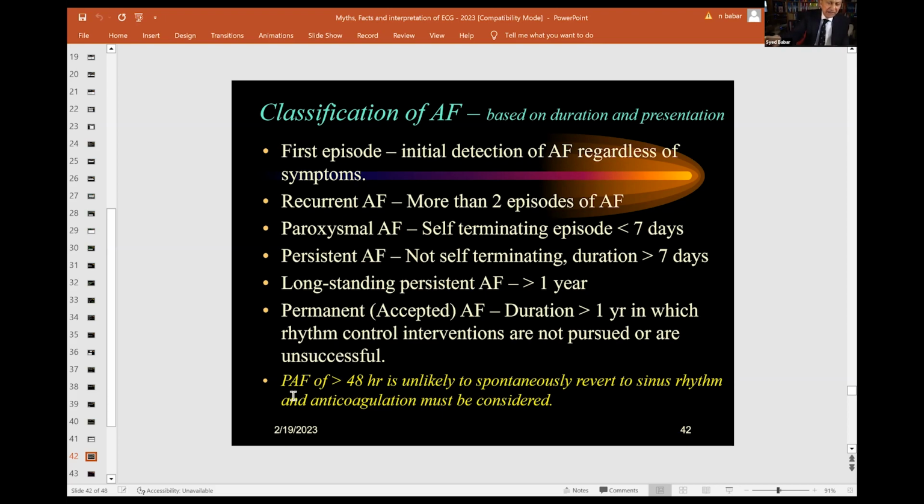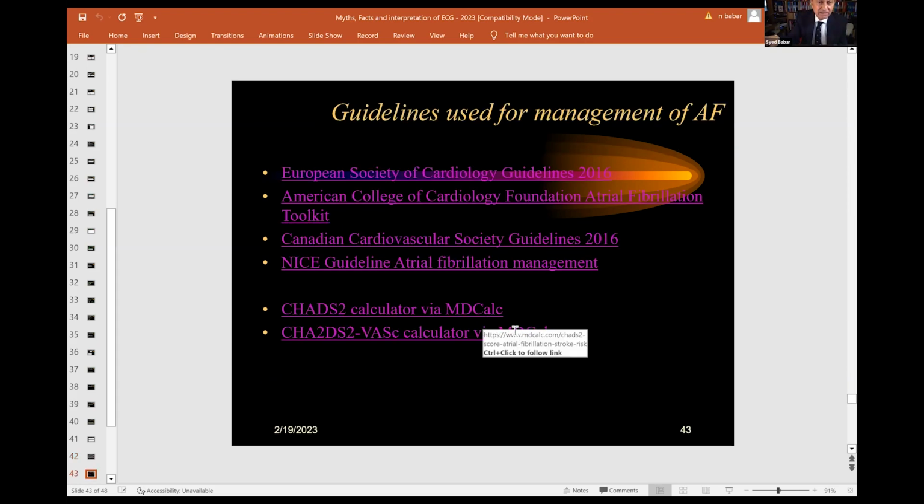When someone has paroxysmal atrial fibrillation, if it is more than 48 hours, then it's unlikely to spontaneously revert to sinus rhythm. So these are the guidelines through which we make a decision about how to treat.